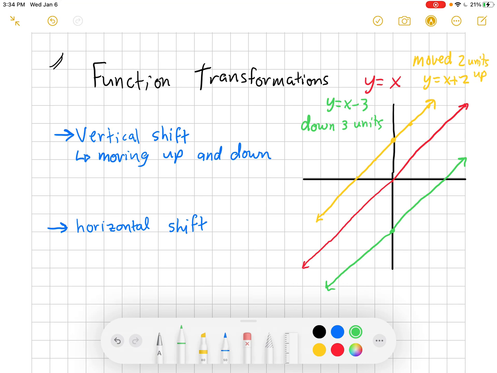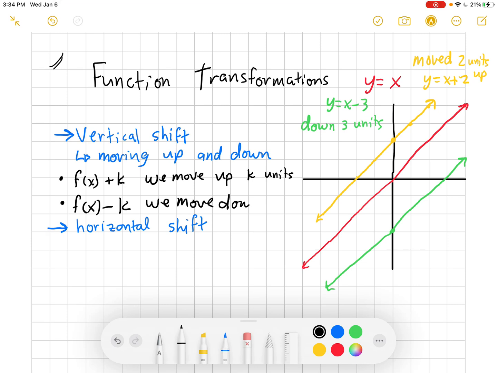I'm going to write this as a more general rule over here. If we have a function, f of x, and we add k to it, we move up k units. Similarly, if we have f of x minus k, we move down k units. We'll try a few more of these in a minute.